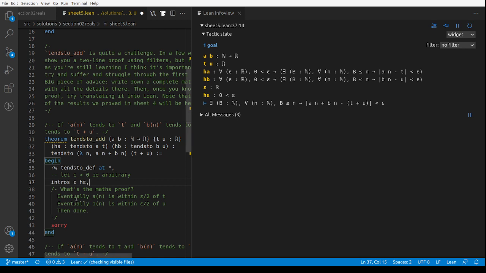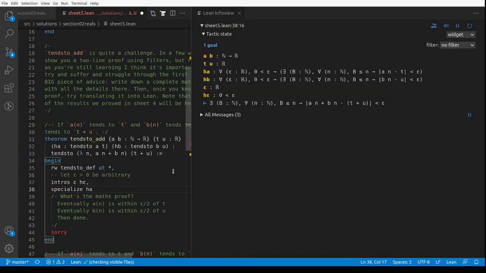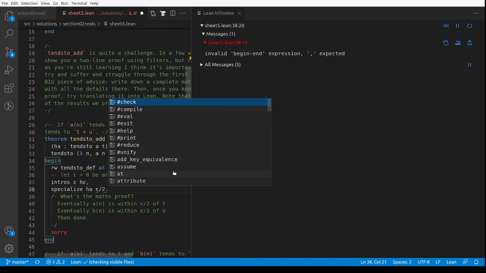So now we want to use this. Eventually AN is within epsilon over 2 of T, right? The output of HA is a proof that AN minus T is less than epsilon. So we want to run this function HA, but with the input not epsilon but epsilon over 2. So let's specialize HA epsilon over 2. If I put epsilon divided by 2 like that, I should get an error.